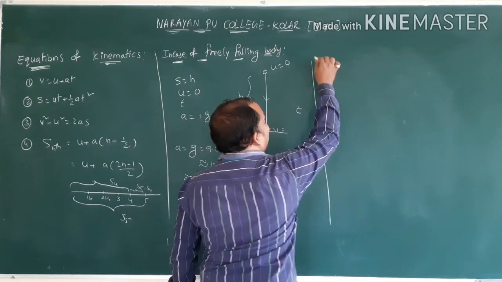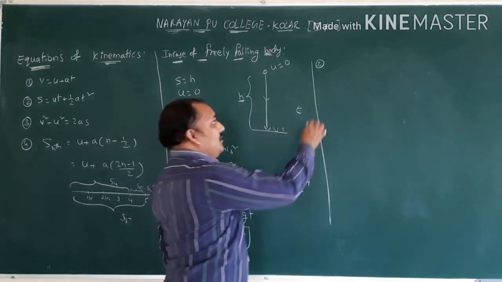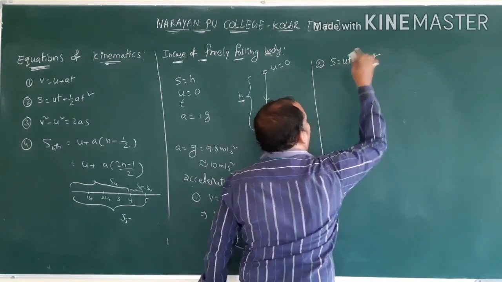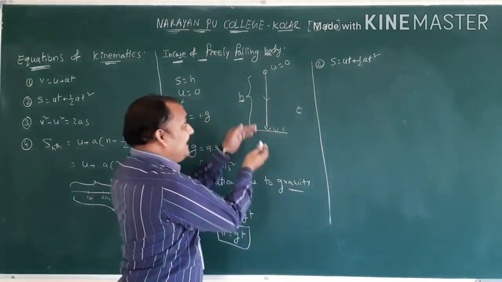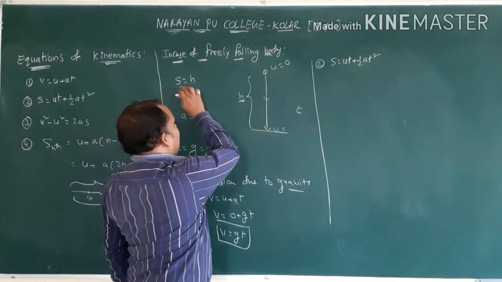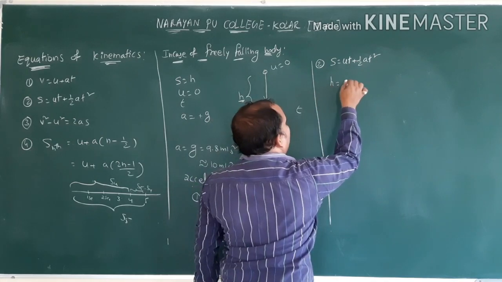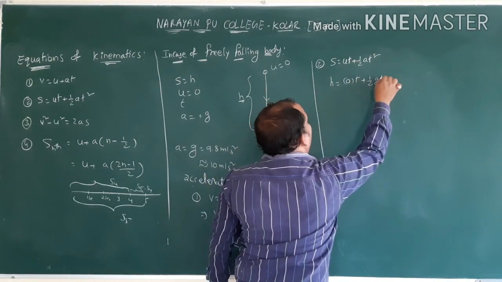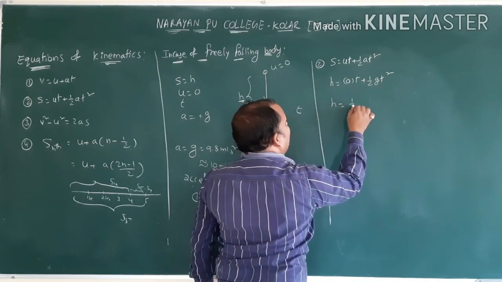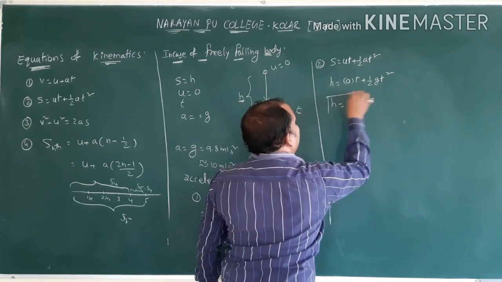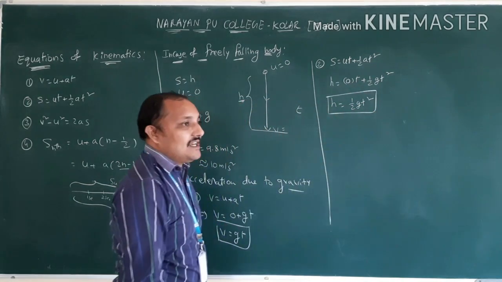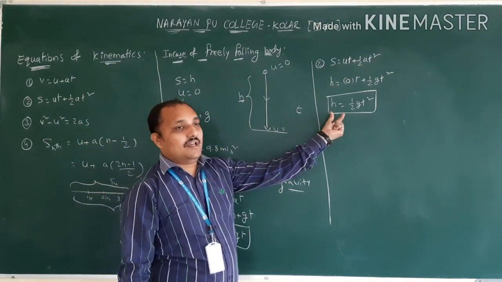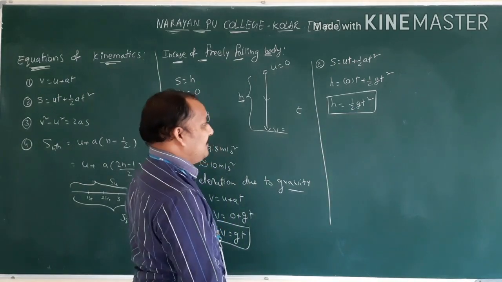Next, what is the second equation? S is equal to ut plus half at square. What is S? How much height it is traveling? That is the distance, that is nothing but h. h is equal to, what is the initial velocity? 0, plus half gt square. h is equal to half gt square. So how much time does it take to reach the ground? At that time you can use this formula, h is equal to half gt square.